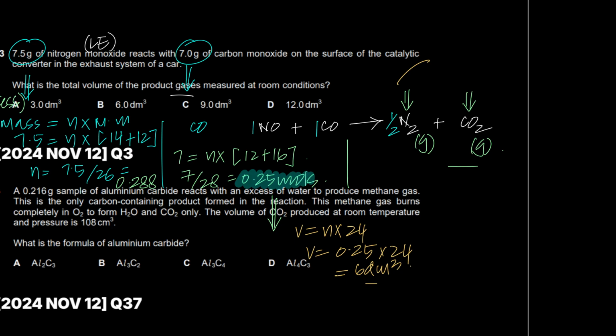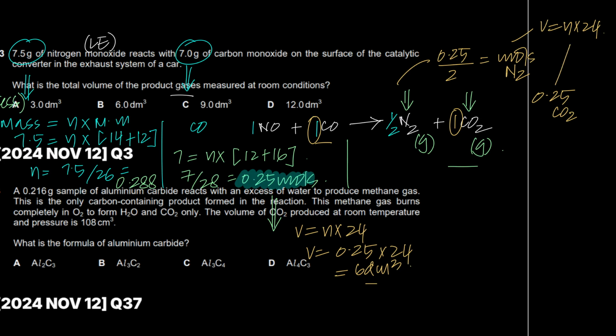You have 0.25 moles of nitrogen monoxide. To go to nitrogen, it's half, right? I'll divide it by 2. That gives me the moles of nitrogen, and then you could convert it into volume, V is equal to n times 24. Similarly, the moles of carbon monoxide that you have here, 0.25, divided by nothing, because 1 mole of carbon monoxide gives you 1 mole of carbon dioxide. So these will also be the moles of carbon dioxide, and then you could convert it into volume, right?